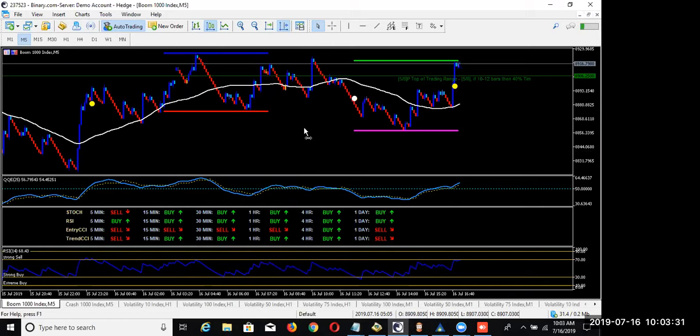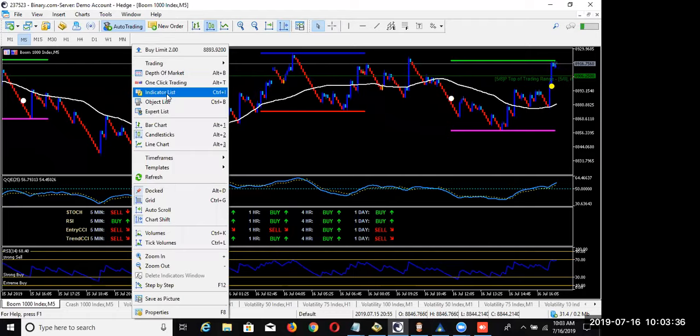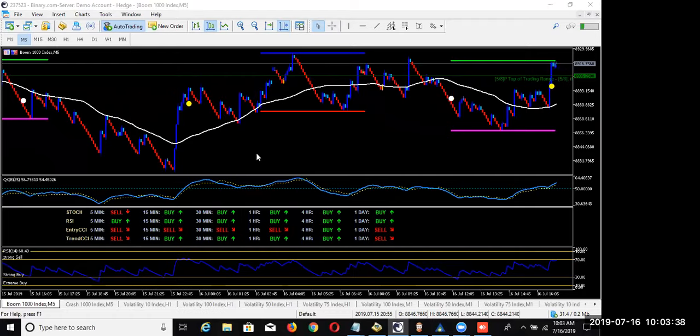Then secondly, I forgot to tell you, you set your moving average 50. Let me show you. It has to be on simple, not exponential. Moving average 50.